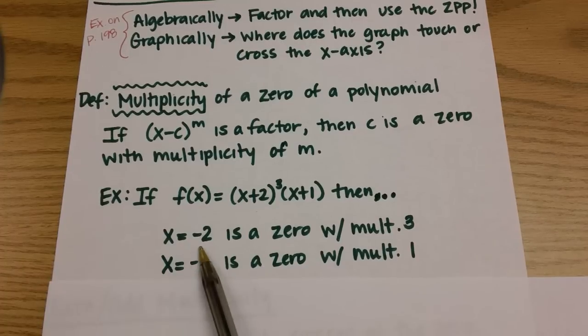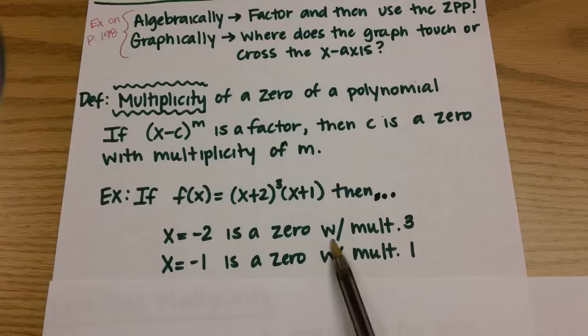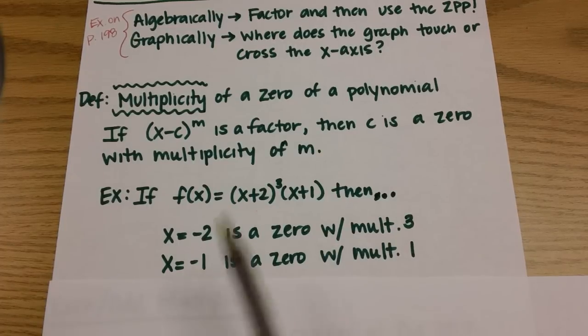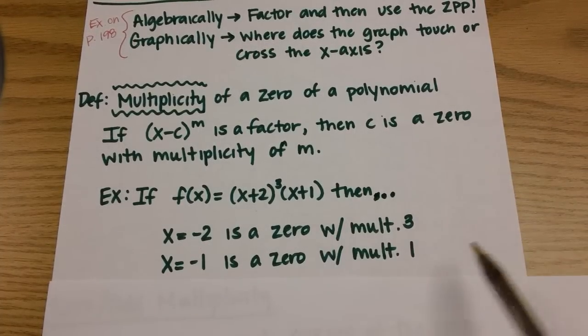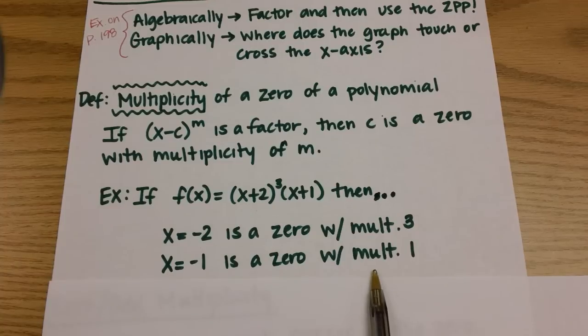Now, x equals negative 2 is a zero, but because it occurs 3 times, it has a multiplicity of 3. X equals negative 1 is a zero. It's to the first power here, so it has a multiplicity of 1. We typically don't write it with multiplicity of 1. I'm just writing it here to show you what it means.